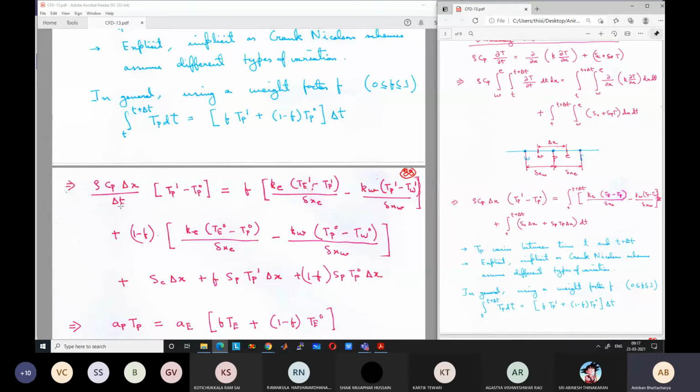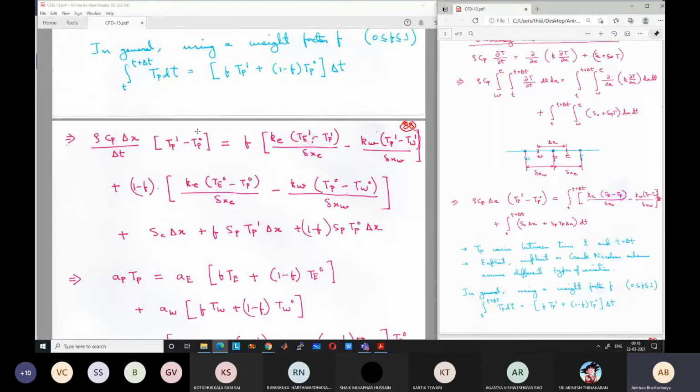so f into all the new values. So f into Ke (T1 minus Tp1) by delta xe minus Kw (Tp1 minus Tw1) by delta xw. Same thing, but with the new values. Plus 1 minus f into all the old values: Ke (T0 minus Tp0) by delta xe minus Kw (Tp0 minus Tw0) by delta xw. Plus Sc into delta x. Actually, if you integrate this, it will be Sc into delta x into delta t. We have already taken the delta t to the other side. That's why we are left with Sc into delta x.